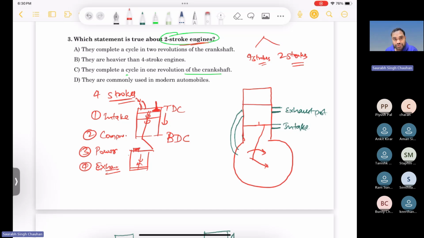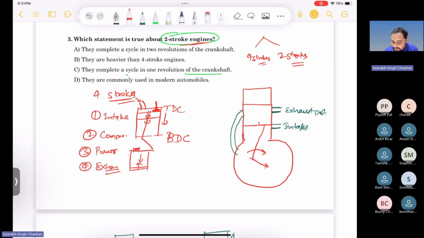But two stroke engines are again expected to come into the picture. Why? Because they are lighter than four stroke engines. There are certain applications where you need a lighter engine, less weight. For example, if you want to design a drone, you need a very lightweight engine, you cannot put heavy weight on your drone. So in those types of applications, these two stroke engines are again expected to play an important role.